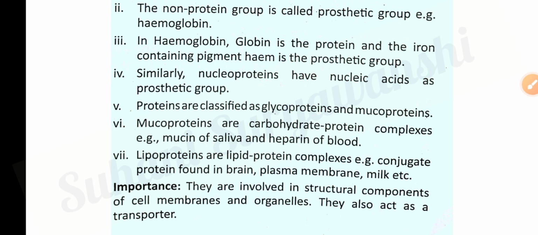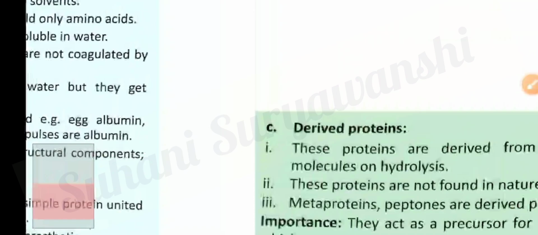Mucoproteins are carbohydrate protein complexes, for example mucin of saliva and heparin of blood. Lipoproteins are lipid protein complexes, for example conjugated proteins found in brain, plasma membrane, milk, etc. Importance. They are involved in structural components of cell membrane and organelles. They also act as a transporter.